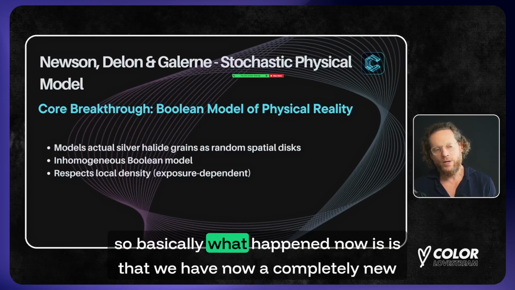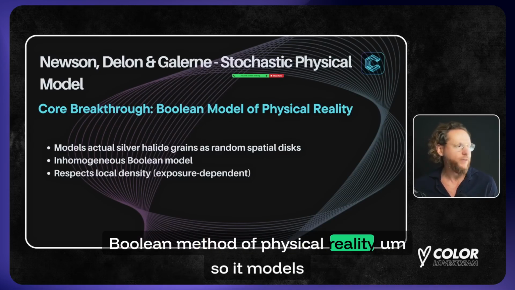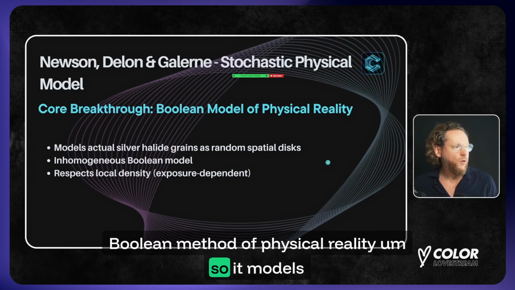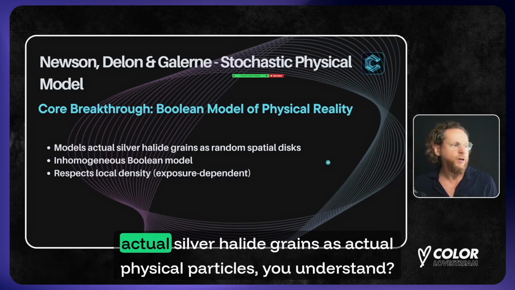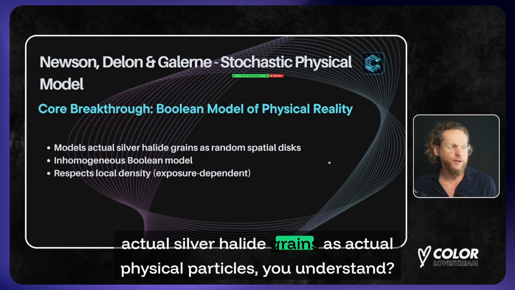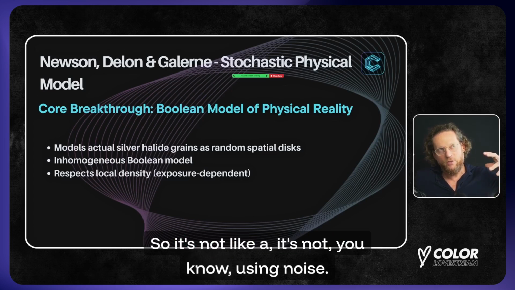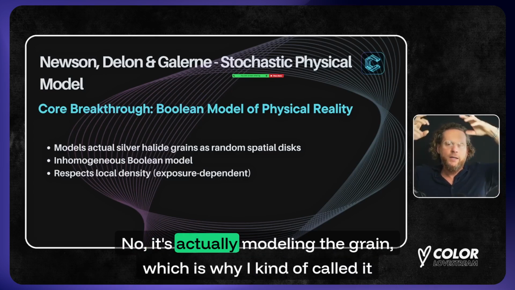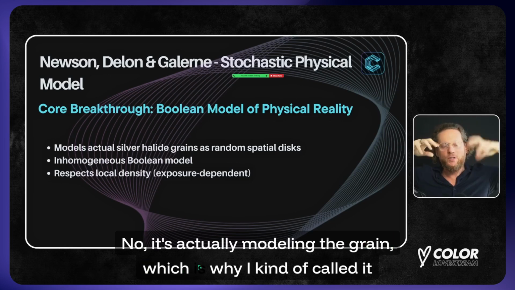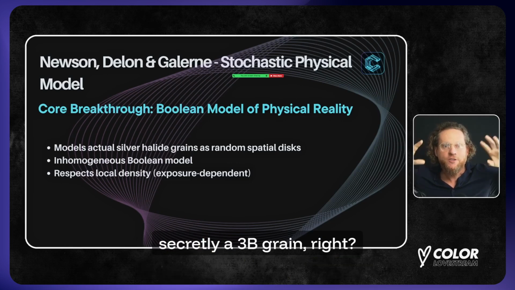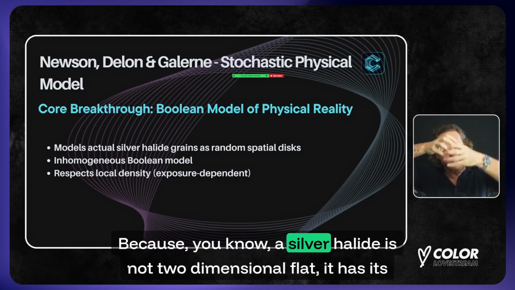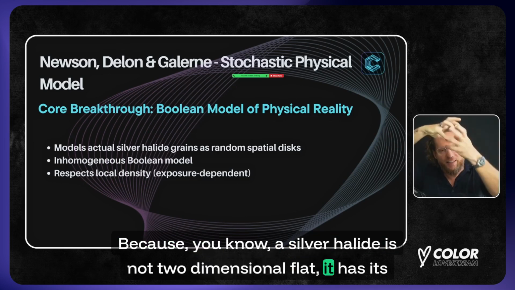So basically what happened now is that we have a completely new Boolean method of physical reality. It models actual silver halide grains as actual physical particles. You understand? It's not using noise. No, it's actually modeling the grain, which is why I kind of called it secretly a 3D grain, right? Because a silver halide is not two-dimensional flat; it has its shape.